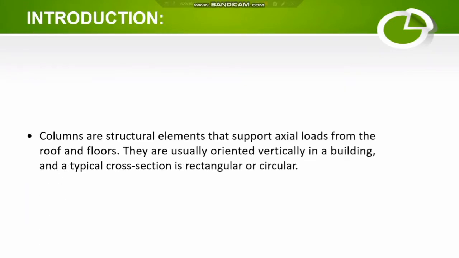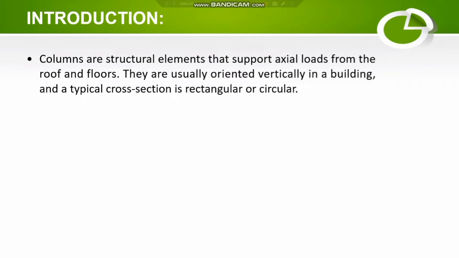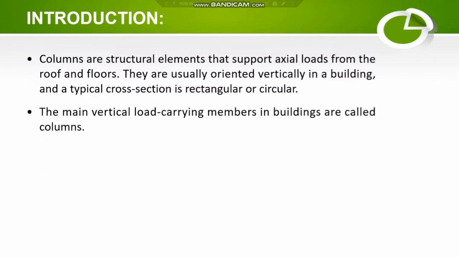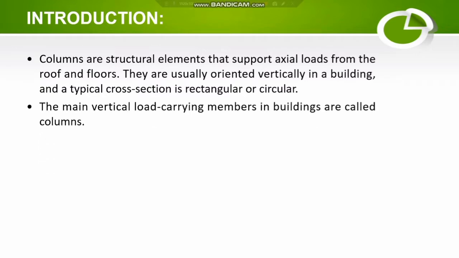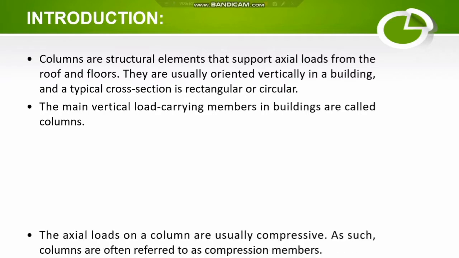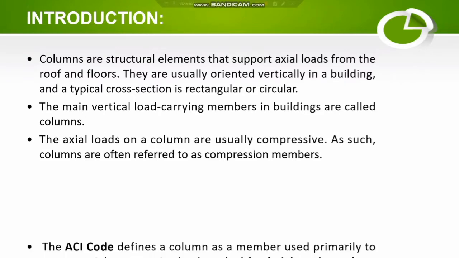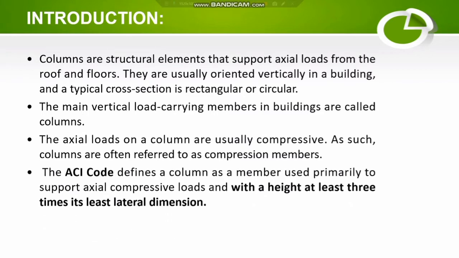For the introduction, columns are structural elements that support axial loads from the roof and floors. They are usually oriented vertically in a building, and a typical cross-section is rectangular or circular. The main vertical load-carrying members in buildings are called columns. The axial loads on a column are usually compressive. As such, columns are often referred to as compression members.